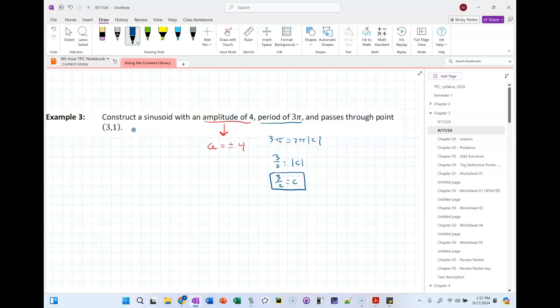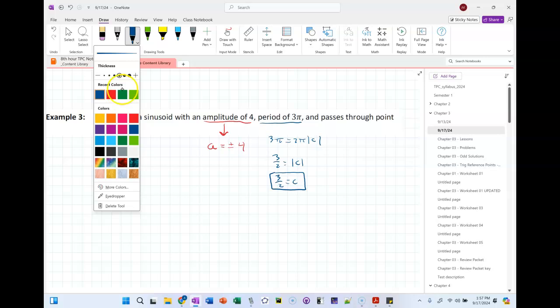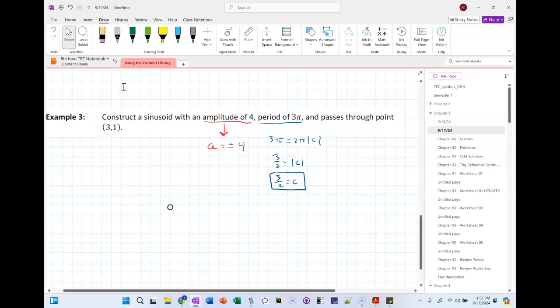So far, so good? What are we still missing, though? H and K. Okay? So somehow this point has to supply me with both of those. Now, question for you. Does this specify where on the graph 3, 1 is? Does it have to be a midline point or a maximum or a minimum? It can be anywhere we want it to be, right? It's essentially a free point. We can assign it anywhere we want on the graph. You guys agree? Okay. So let's pick where we want it to fall on the graph. The easiest option is to choose this to be a midline point.